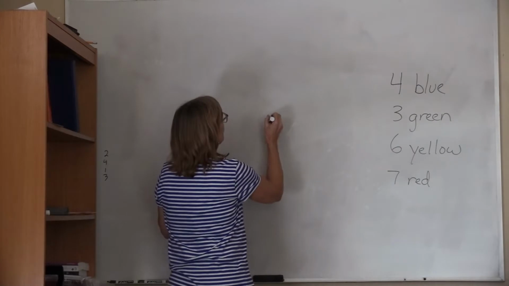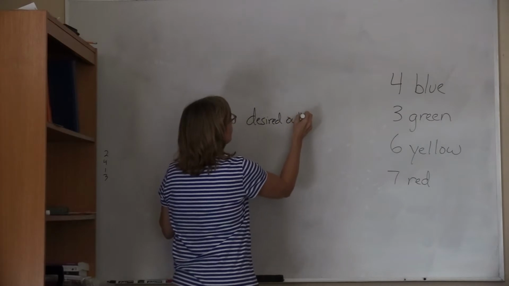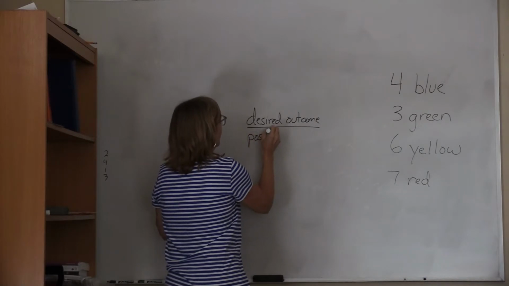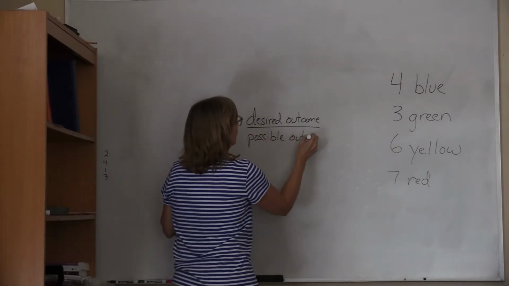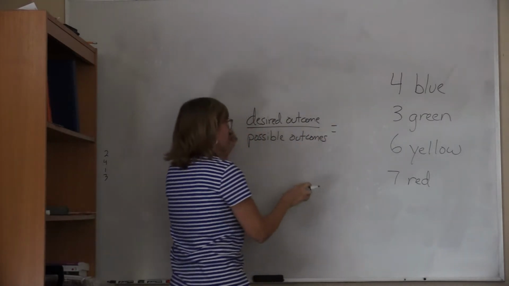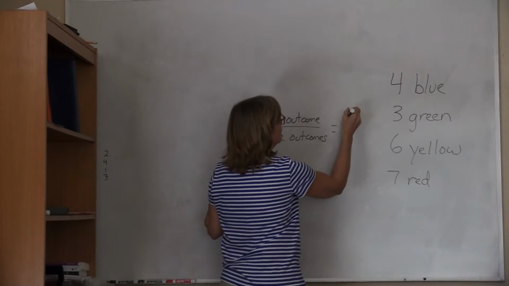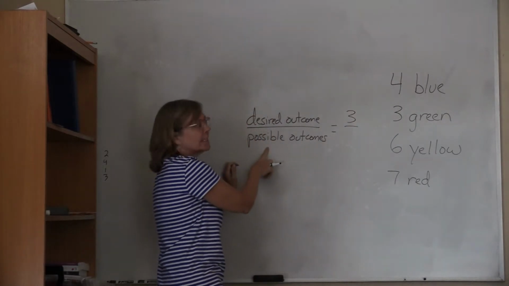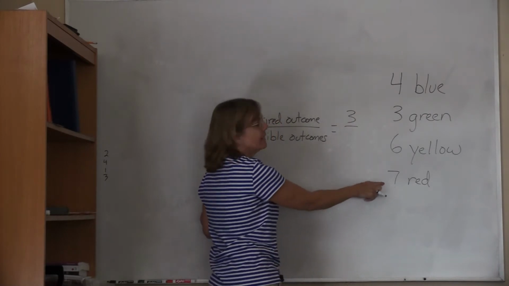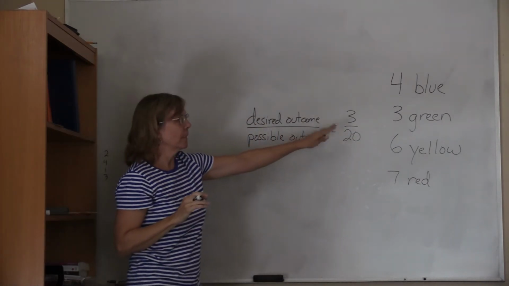Probability is always the desired outcome. Okay, so what you want to have happen, the desired outcome, out of the possible outcomes. Sometimes it's desired or favorable, all right? So what we want to have happen, the favorable outcome is 3, because we want green. So I have 3 chances that I get a green. Out of how many possibilities? Well, I have to add them up. 4 plus 3 is 7, plus 6 is 13, plus 7 is 20. So I have a 3 out of 20 chance of getting a green marble.